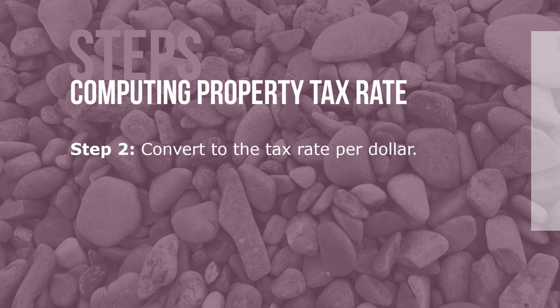Step 2. Convert the tax rate per dollar. To percent, move the decimal point 2 places to the right and add a percent sign. To tax rate per $100, multiply by 100. To tax rate per $1,000, multiply by 1,000. To mils, divide by 0.001.